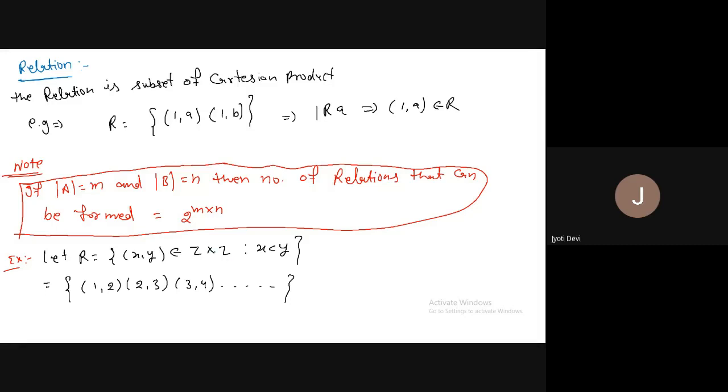Since the relation is a subset of Cartesian product, and the cross product contains m into n elements, I repeat once again. The number of subsets that are possible over a Cartesian product is 2 power m into n. That's why we can say that the total number of relations that we can form is also 2 power m into n, because a relation is a kind of subset of a Cartesian product.